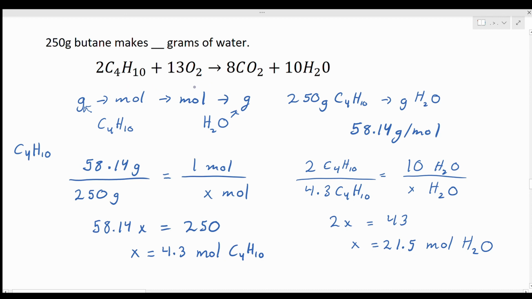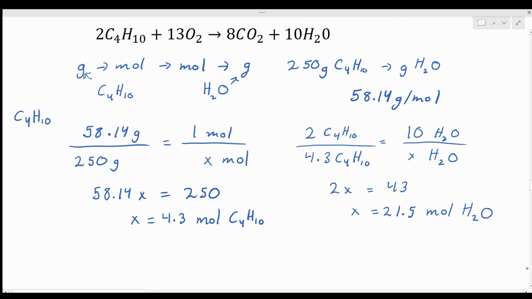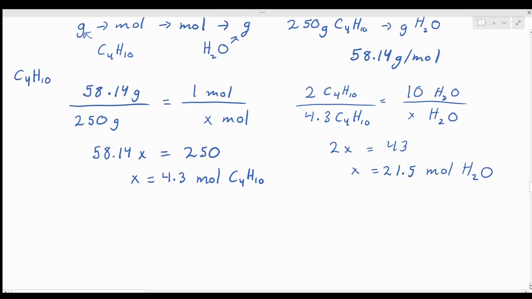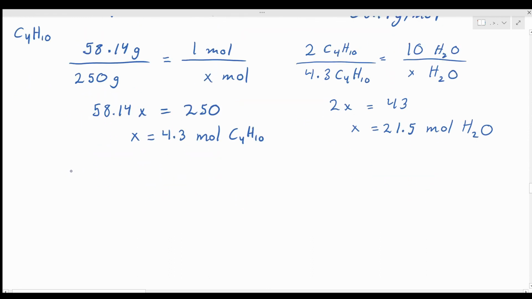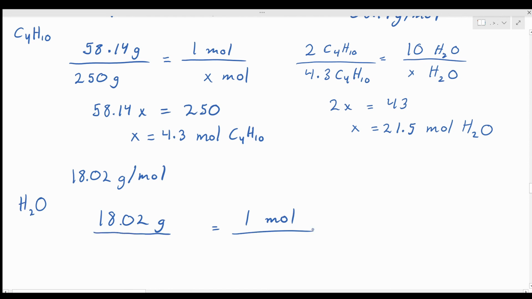Our next step is to convert moles of water to grams of water. In order to do that, we use the molar mass of water, which we know is going to be equal to 18.02. So in order to convert moles of water to grams of water, we use the molar mass of it, which is going to be 18.02 grams per mole. This means that we have 18.02 grams of water in 1 mole of water. We're talking about water here. And on the bottom will be our question here.